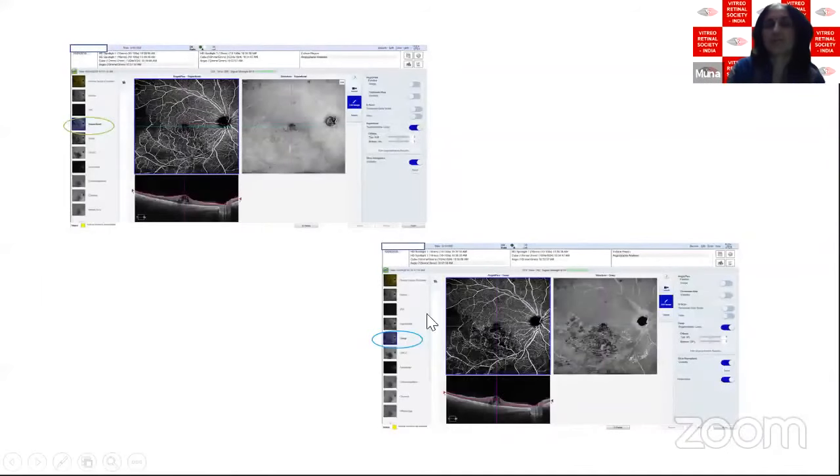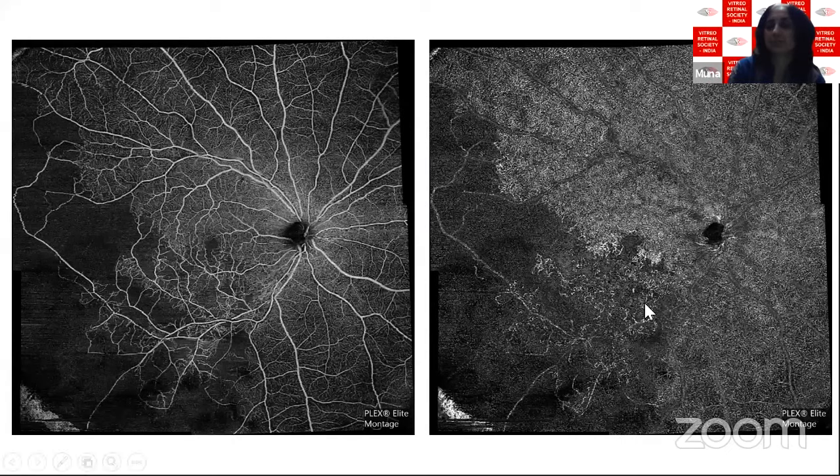And very often we are stuck for the size of the image. Most machines have a 3 by 3 millimeter or a 6 by 6 millimeter, sometimes going to an 8 by 8 millimeter scan. But certain newer machines like the Plex Elite do have a large image. This is a montage image on the Plex Elite, the swept-source OCT, showing the entire extent of non-perfusion in this patient. This is a 12 by 12 millimeter scan. Again, you see the changes are much more dramatic on the deep plexus.